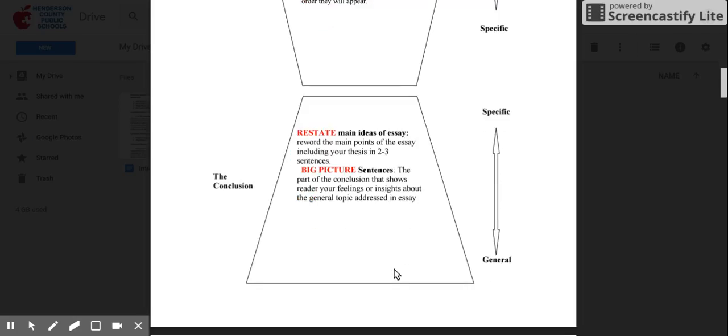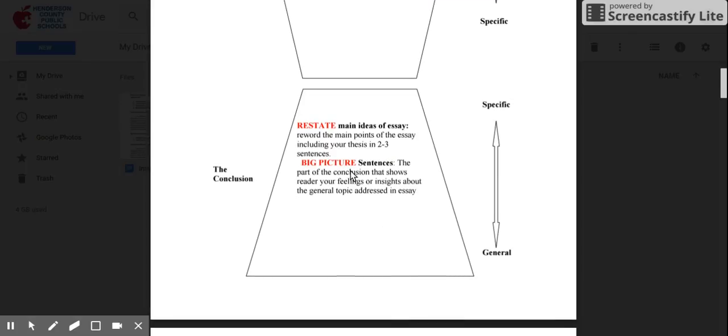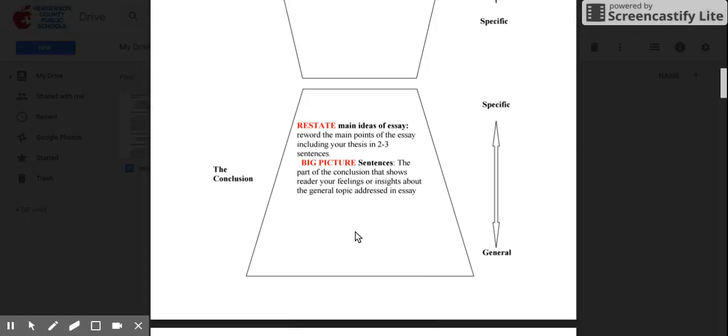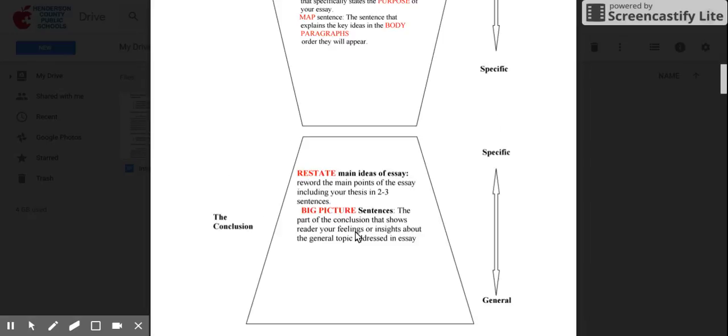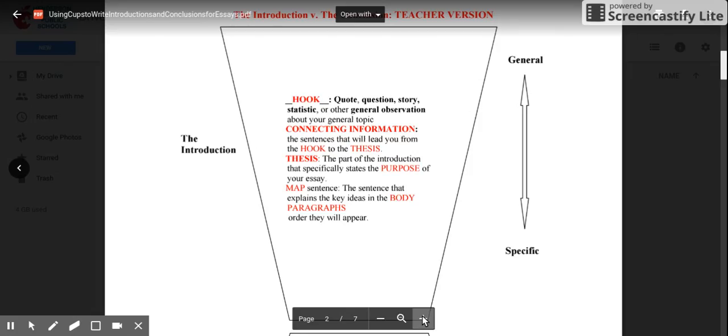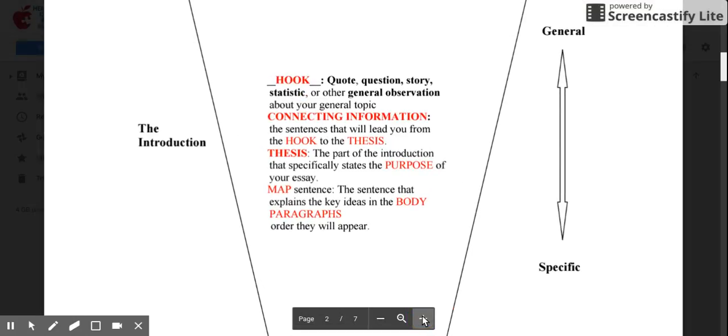Now, a conclusion is the opposite. You should start out specific, and then you should become more general as you are talking about things addressed in your essay. Let's look at each of these a little bit closer. Please reference this as you're writing introductions and conclusions for your papers.